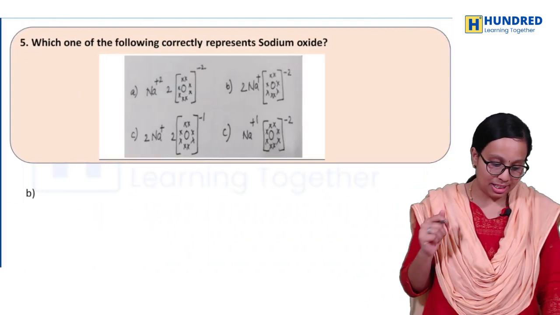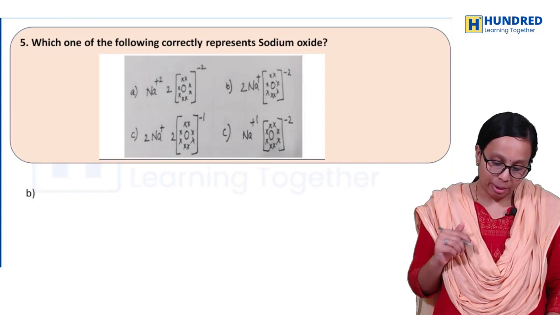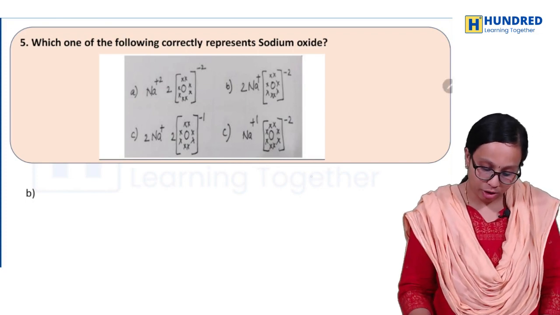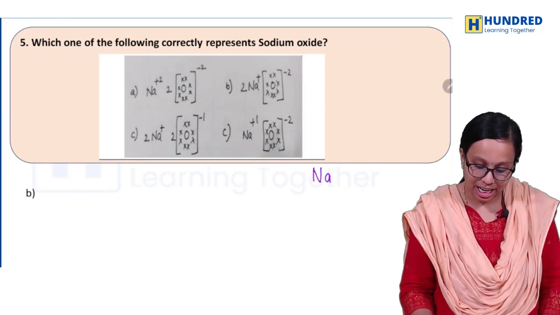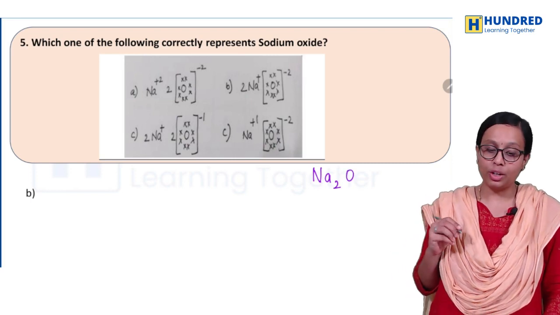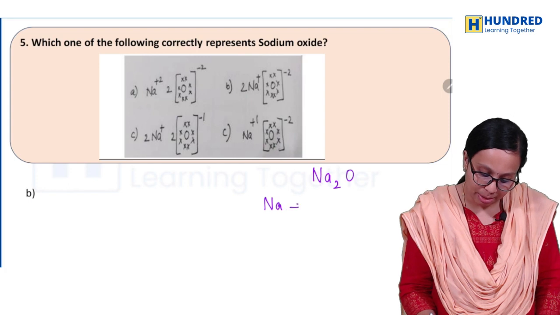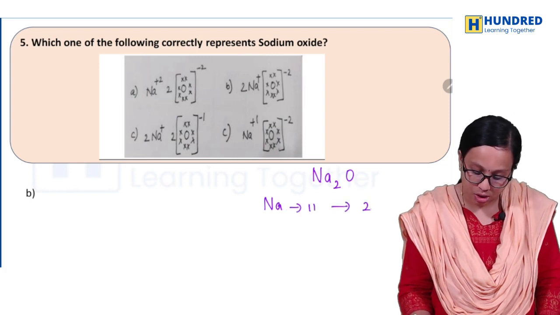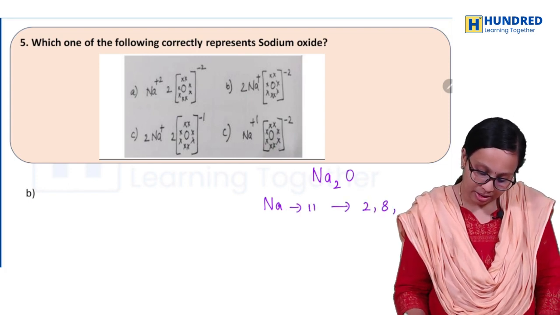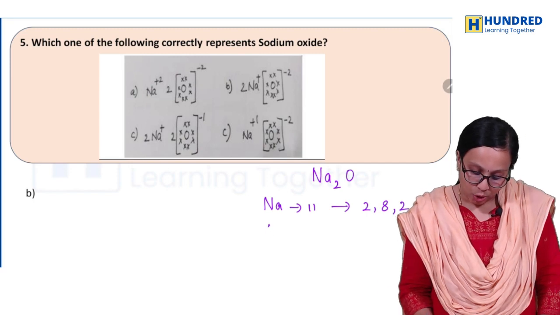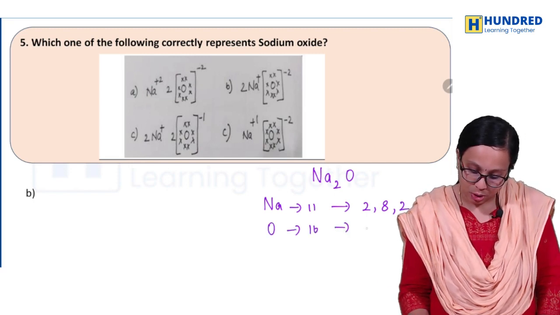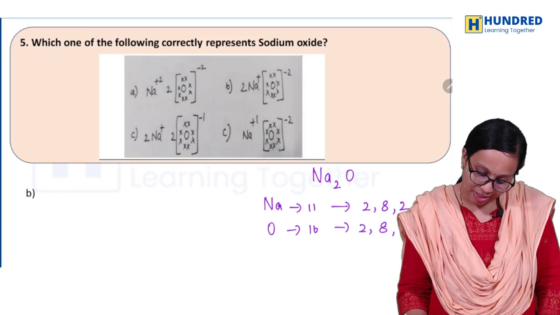The next question. Which one of the following represents sodium oxide? So we know the formula for sodium oxide is Na2O. So if you take sodium, the atomic number is 11. So the electronic configuration is 2, 8, and then you have 1. Oxygen, it's 8. So it is 2 and then 6.